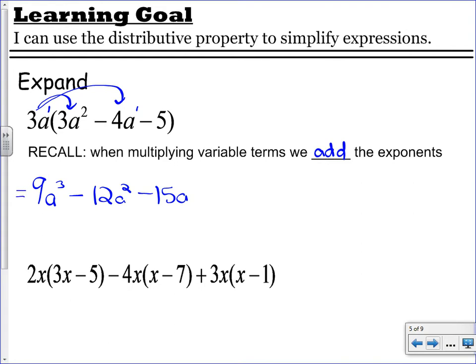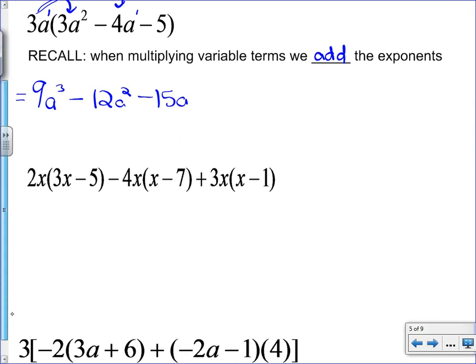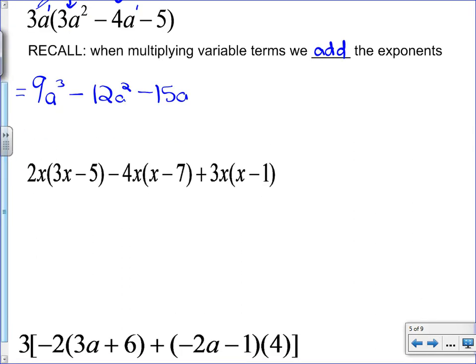Okay, why can't I put in my calculator 9 minus 12 minus 15? Why is that wrong? Yeah, so they're not like terms. Very good. So that's how you would do this first one. The second one. Rob, you're up.